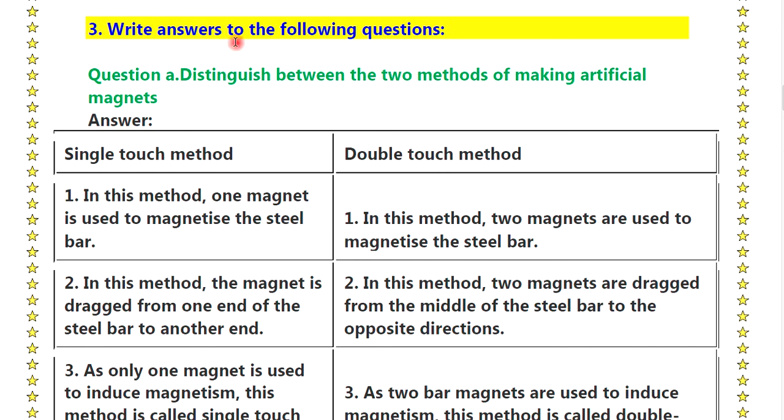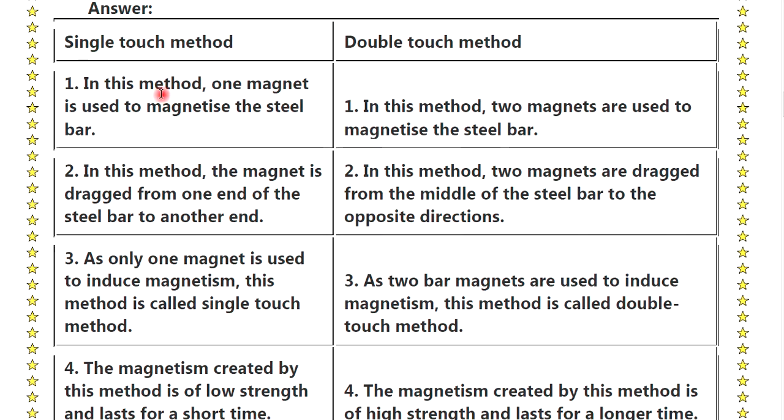Question number 3, write answers to the following questions. Question A: distinguish between the two methods of making artificial magnet, single touch method and double touch method. In single touch method, one magnet is used to magnetize the steel bar. In double touch method, two magnets are used to magnetize the steel bar.